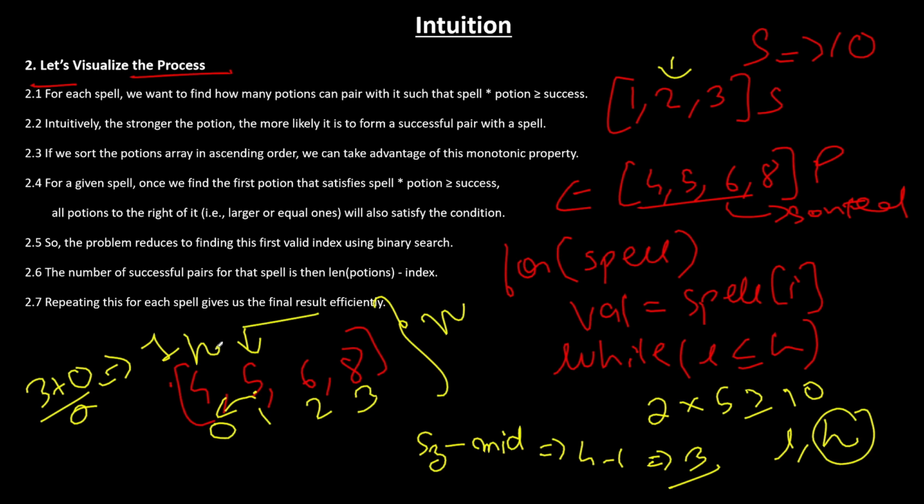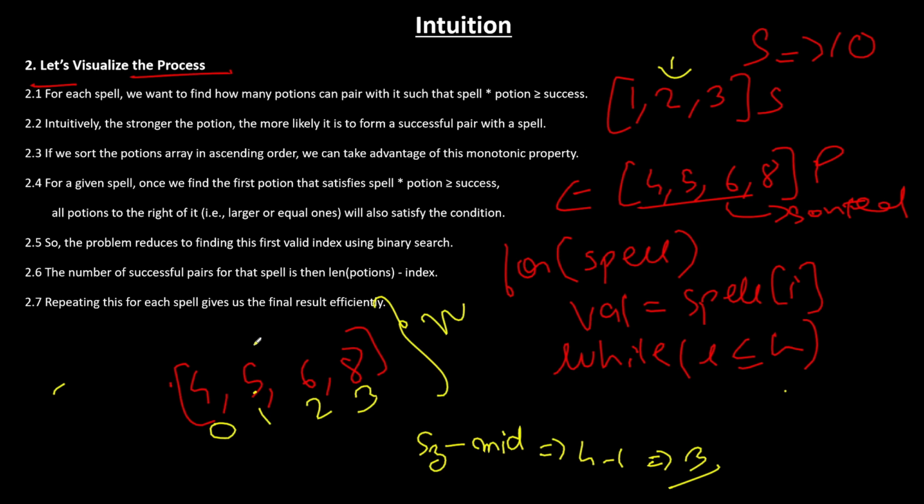Okay, if it does not happen, suppose let's take an example. I'm taking a random example here. Okay, let the success value be 30 now. Just a random example. And if we got this 5 and the value was 2, okay, so if we do 2 into 5, it is 10. So from here we know that the value 10 is less than 30.